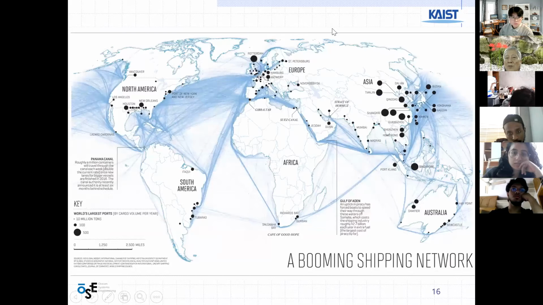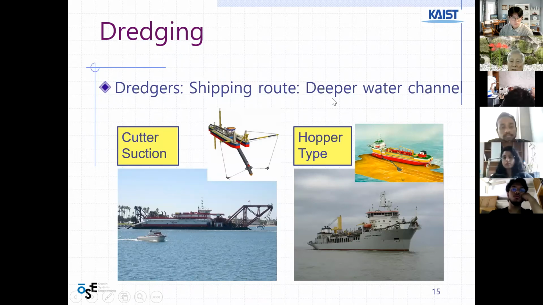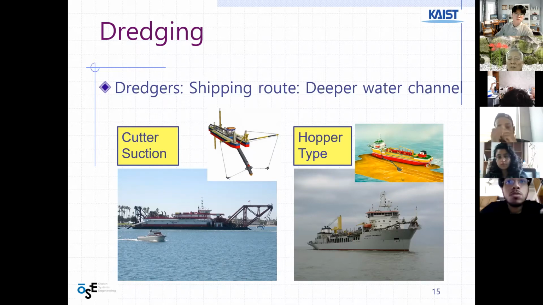For the Incheon port, they need to safeguard a deeper water channel, which can be a kind of restricted navigational route for the ship.